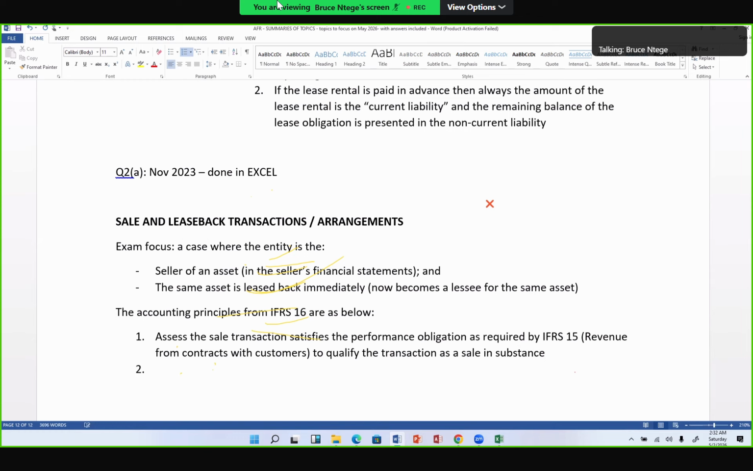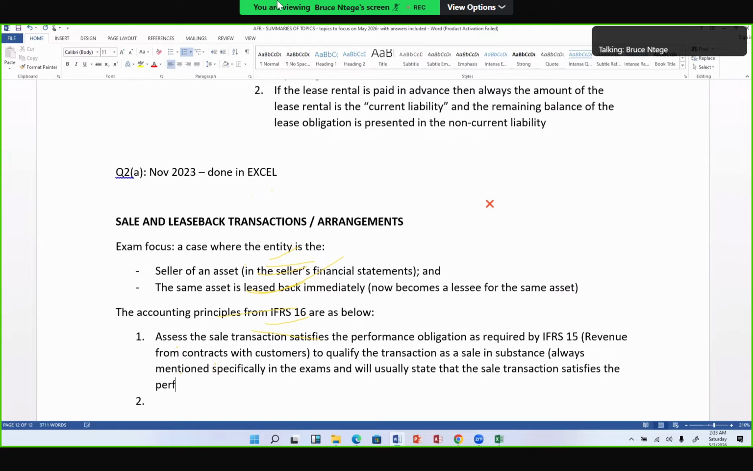So that's number one. Usually this will be mentioned in the exam. Let me put that in bracket, that they will mention this. This is always mentioned specifically in the exam, that it satisfies or it does not satisfy. In most cases, it will satisfy. We usually state that the sale transaction, yes, qualifies or satisfies the performance obligation under IFRS 15.